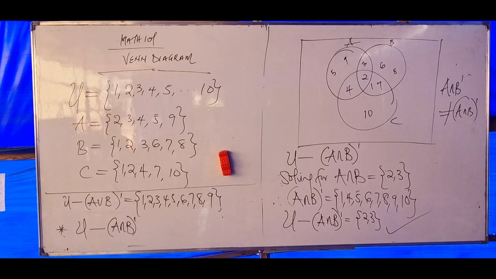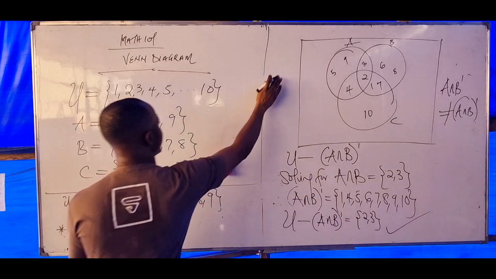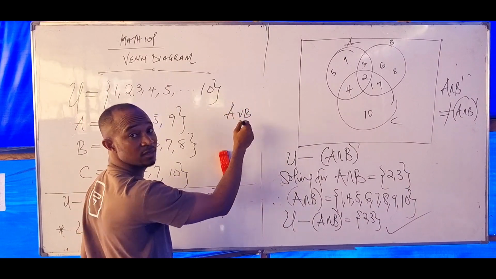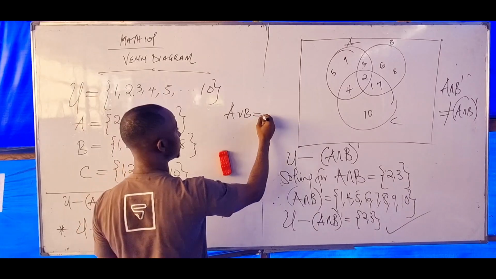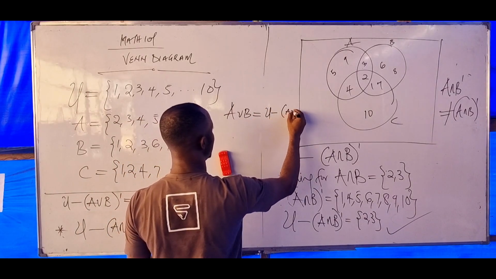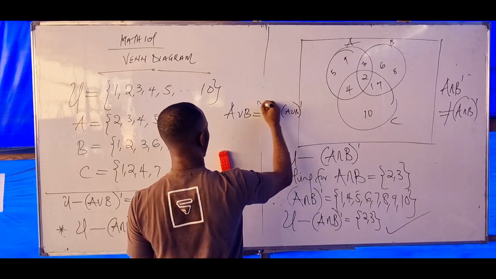A union B. Okay, let's go. Give me A union B. Is there a prime there? It is the same as U minus A union B, all prime. Correct.